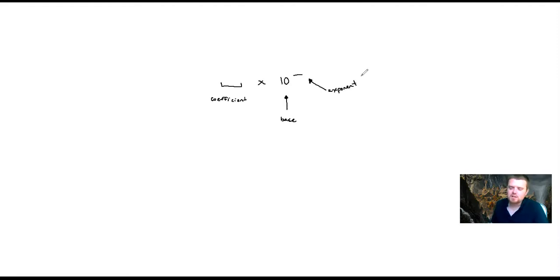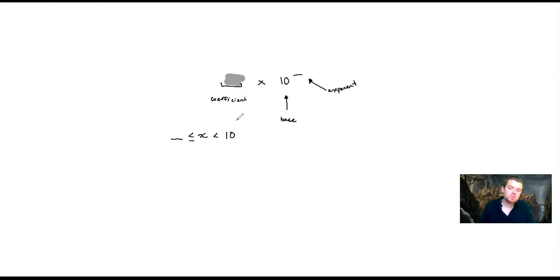So a couple of things on this form. First and foremost, when you go to fill in the coefficient, if it is in proper scientific notation, the coefficient has to be between certain values. Specifically, it has to be greater than or equal to 1, and it has to be less than 10.